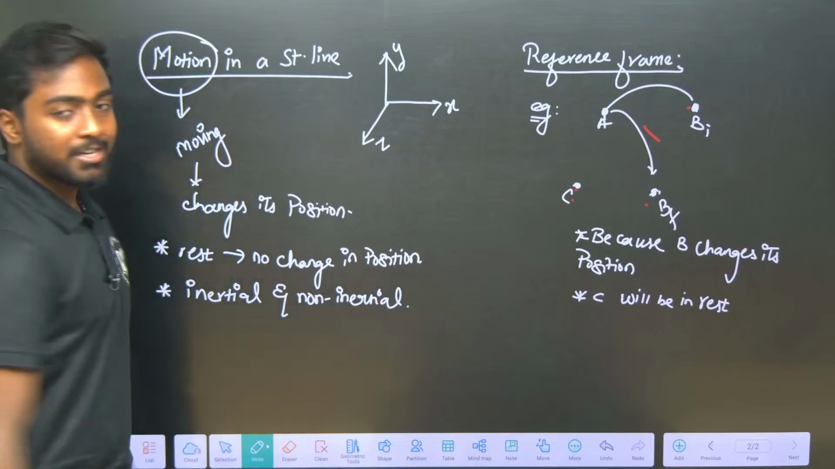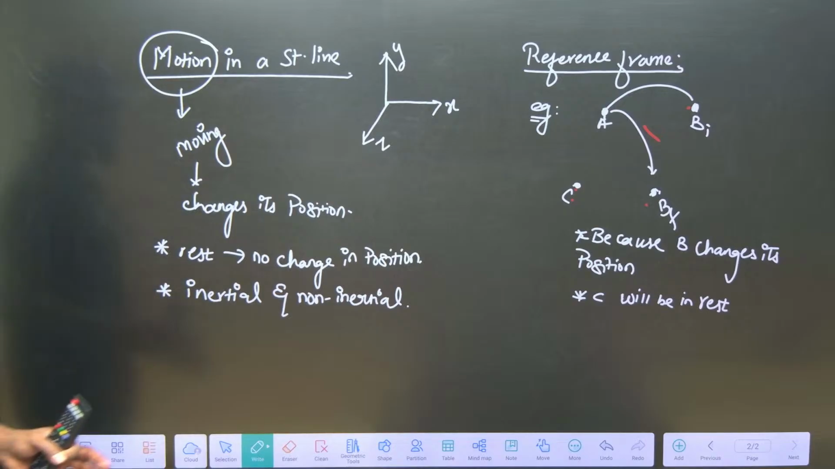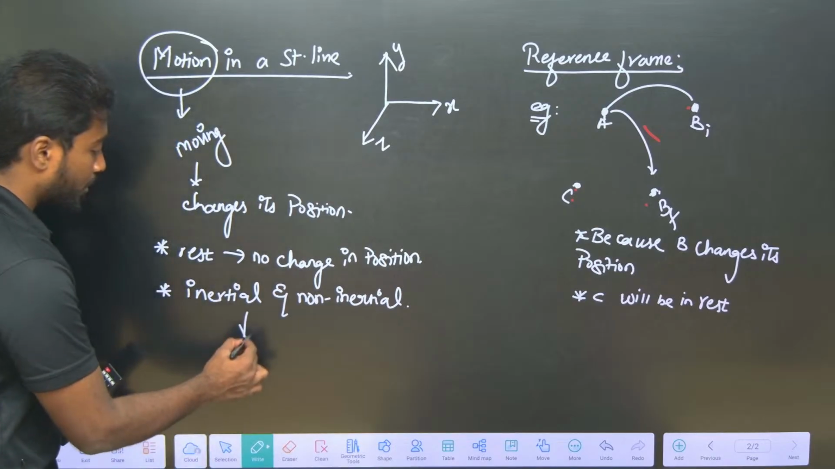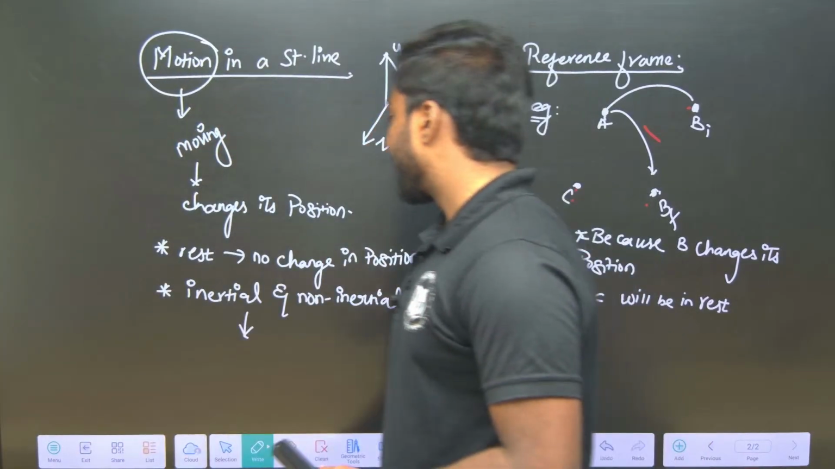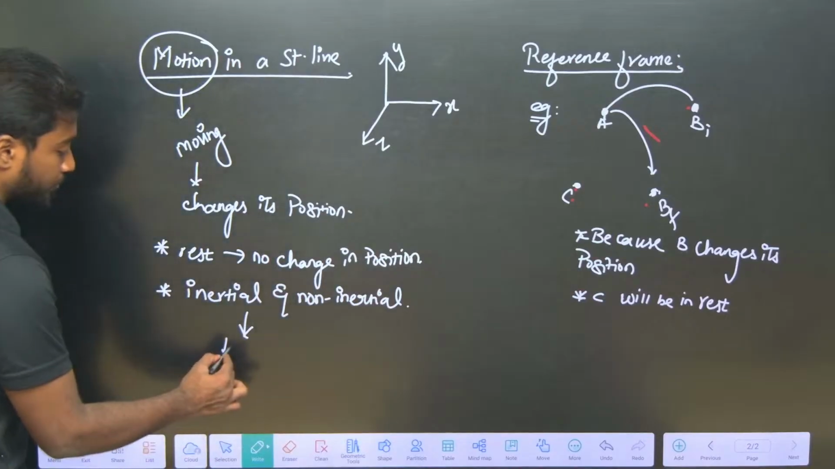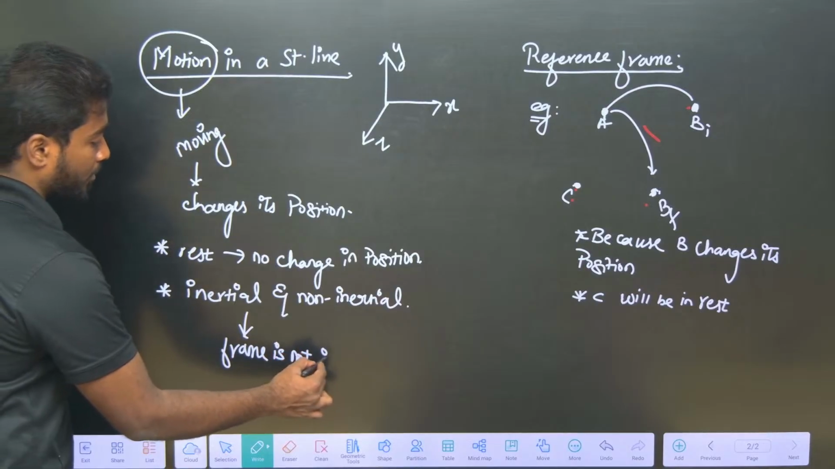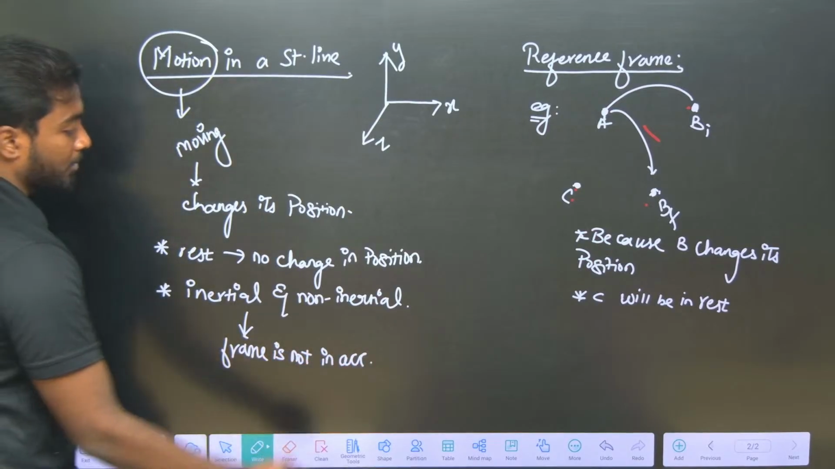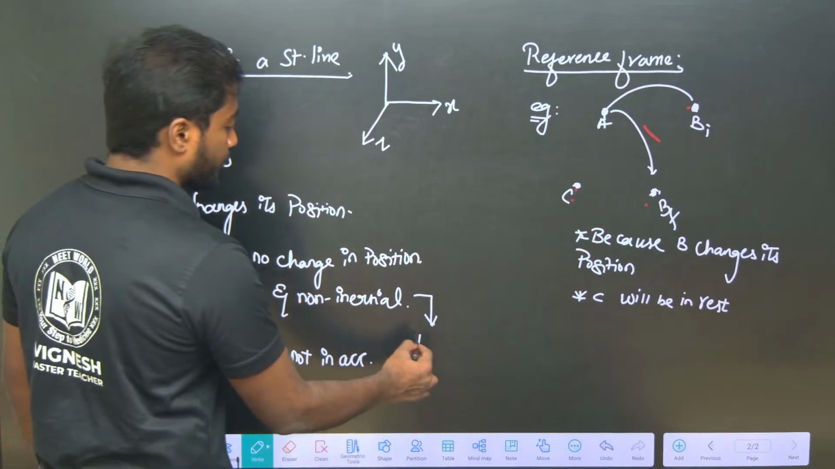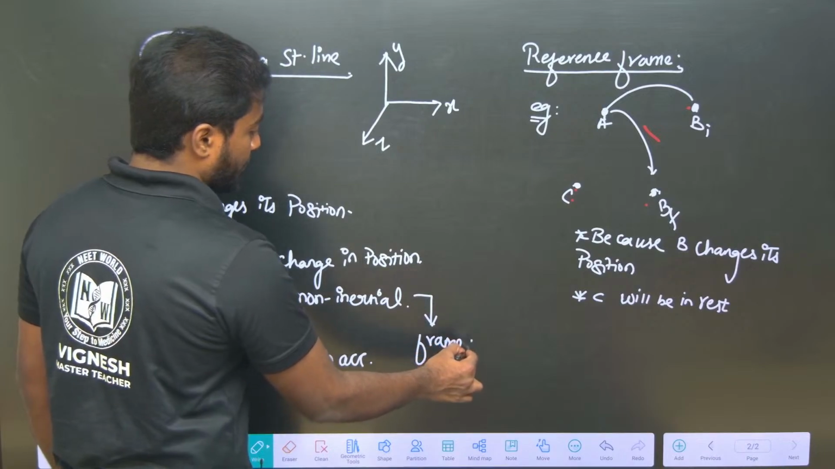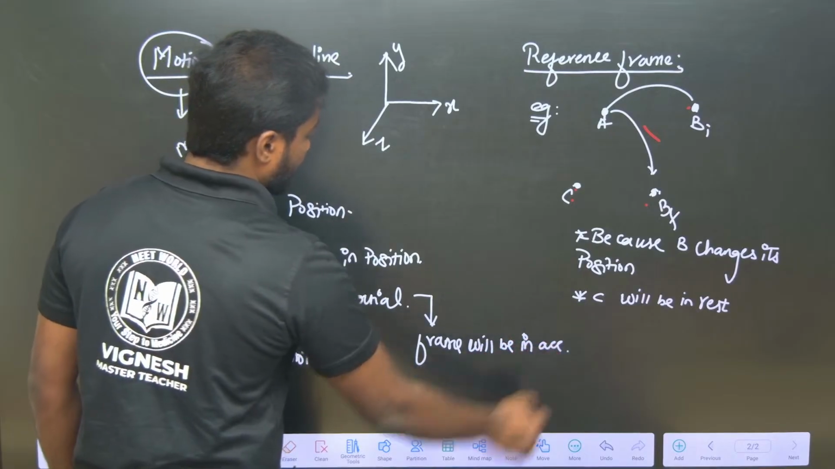So what is inertial and non-inertial frame? An inertial frame is a frame that is not in acceleration, whereas a non-inertial frame will be in acceleration.